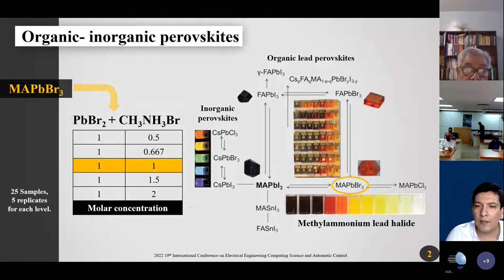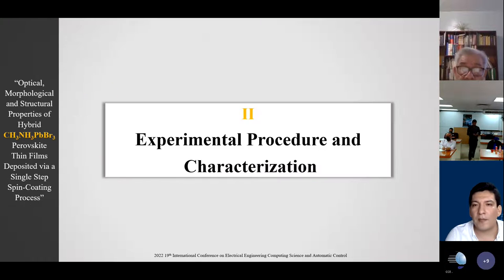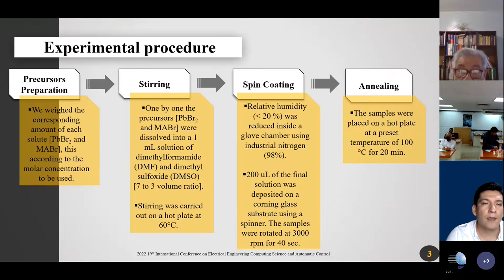However, we have focused on this specific structure, methyl ammonium lead halide. In this research, we have used bromine as a halide, forming the methyl ammonium lead tribromide perovskite. We have modified the relative concentration of its two precursors, lead dibromide and methyl ammonium bromide. We have evaluated the impact of this over the optical, morphological, structural, and also stability properties of the methyl ammonium lead tribromide perovskite films obtained.